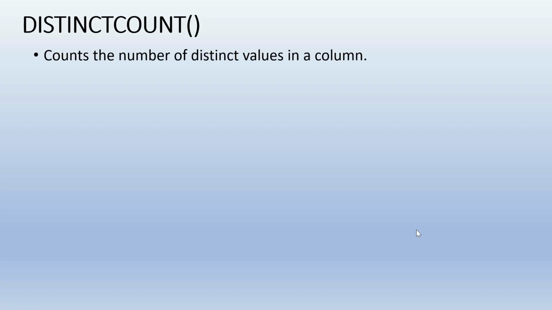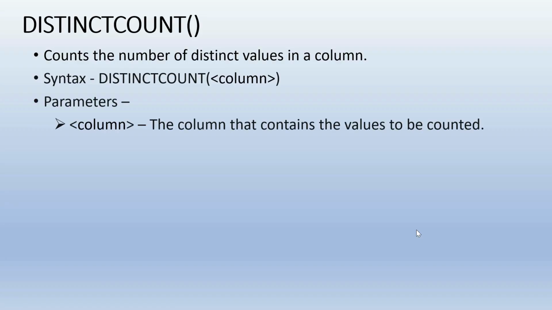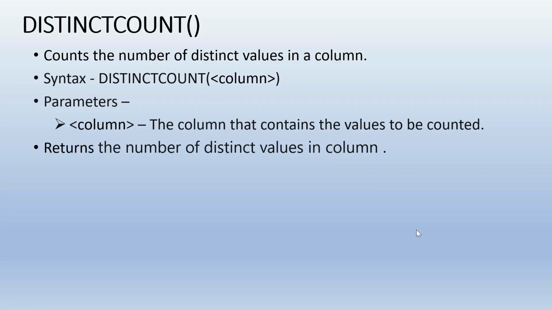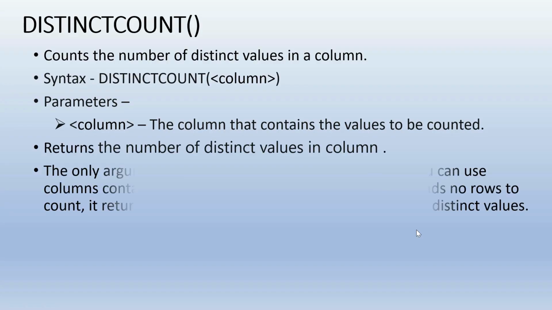Now we have the DISTINCTCOUNT function. As the name suggests, it counts the distinct values, right? So let's see the definition. It counts the number of distinct values in a column. The syntax is DISTINCTCOUNT, and as a parameter we pass the column name, which is the column that contains the values to be counted. It returns the number of distinct values in the column.